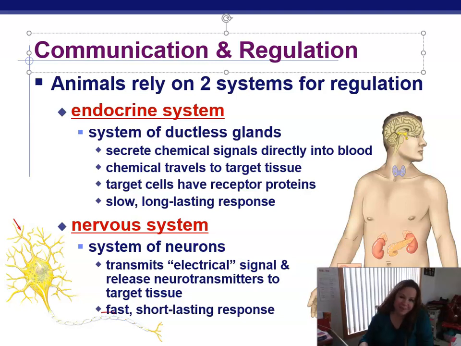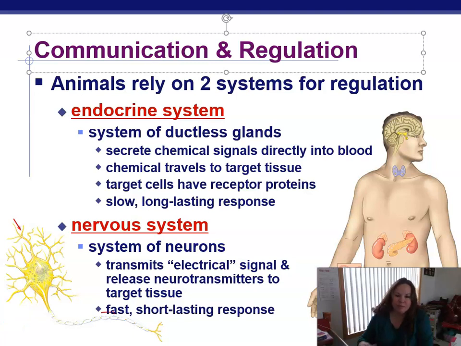Hey everyone, we're going to continue our education on cell communication and regulation, and we're going to look at some specific responses today. We learned the three steps to cell communication in our last lesson. First of all being reception, transduction, and then response. All right, so keep those three things in mind as we go through our lesson today.